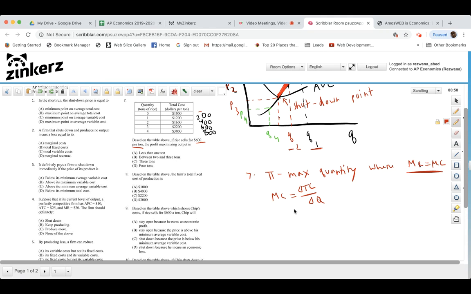So at what quantity or output level does marginal revenue equal marginal cost? Here is 600. So it's a quantity of 3 tons. At 3 tons, we see that this is where marginal cost is equal to our marginal revenue.